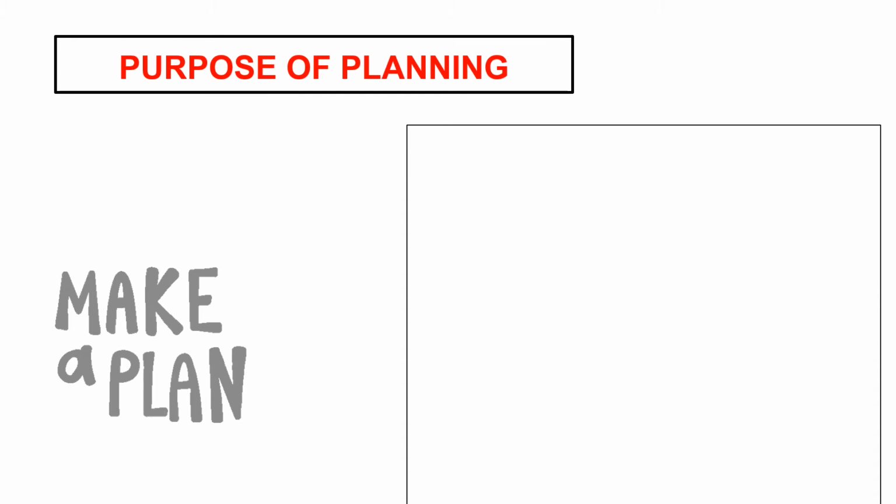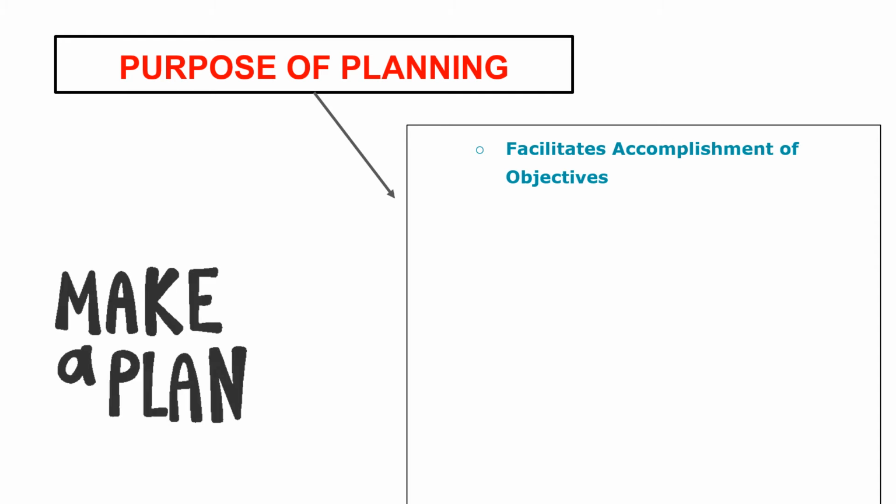Now coming to the next topic, which is purpose of planning. The first thing we'll talk under this is facilitates accomplishment of objectives. The aim of planning is to facilitate the attainment of objectives. It focuses its attention on the objectives of the organization.